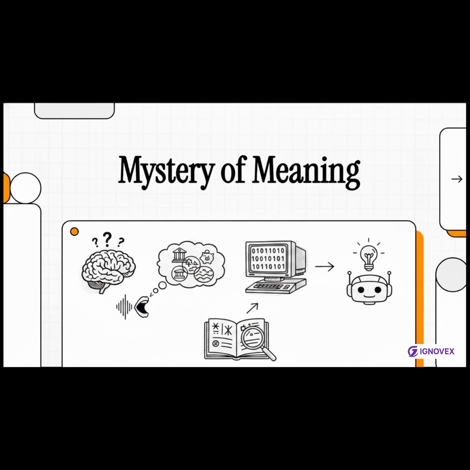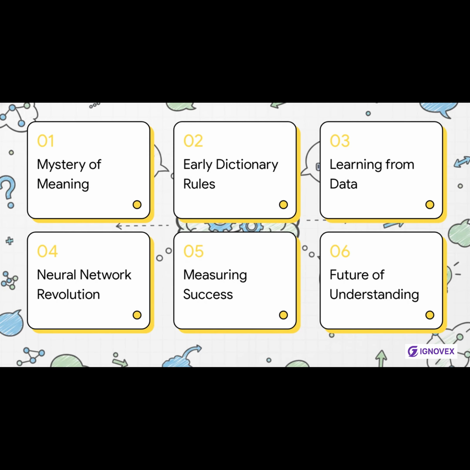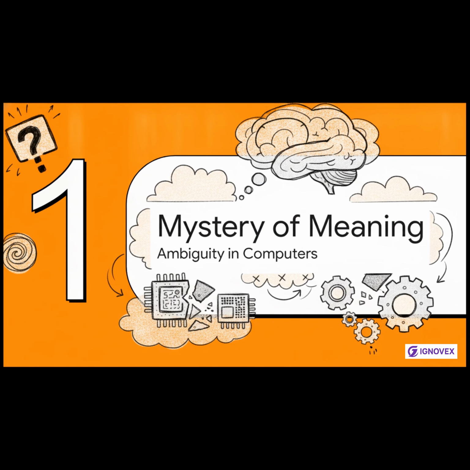Well, it's been an incredible journey from early computing all the way to modern AI, and we're going to unpack exactly how it works. Okay, let's dive into this. Here's our roadmap. We'll start with the mystery of meaning, look at early dictionary rules, explore how AI learned from data, dive into the neural network revolution, and then finally check out how we measure success and what the future holds. Section 1. The Mystery of Meaning.